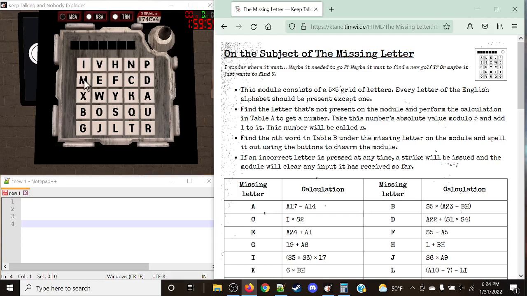This module is pretty straightforward. We have a 5x5 grid on it with sort of a grayish background, and it's got 7 tiles on the top that are black, smaller tiles, keep in mind. Based off of the title of this module, what you're going to be doing is finding a missing letter.